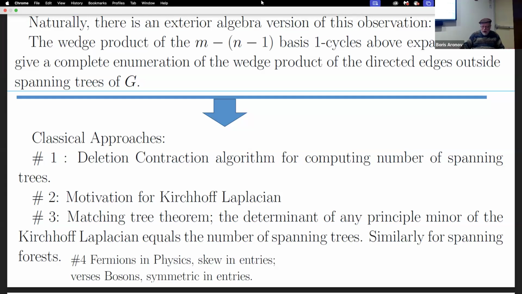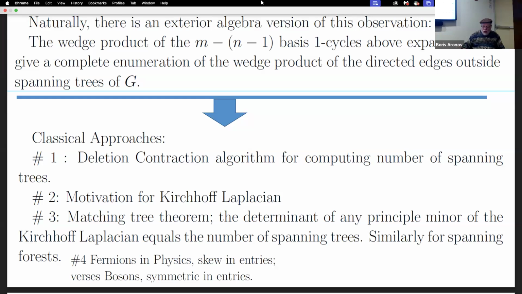So anyway, that provides a motivation for what's called the Kirchhoff Laplacian, which is a matrix whose determinant gives you the number of spanning trees, actually.